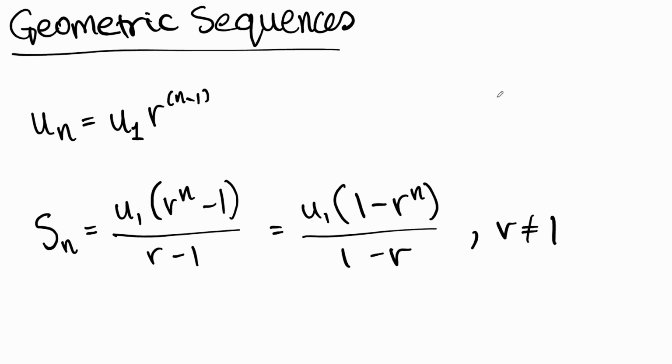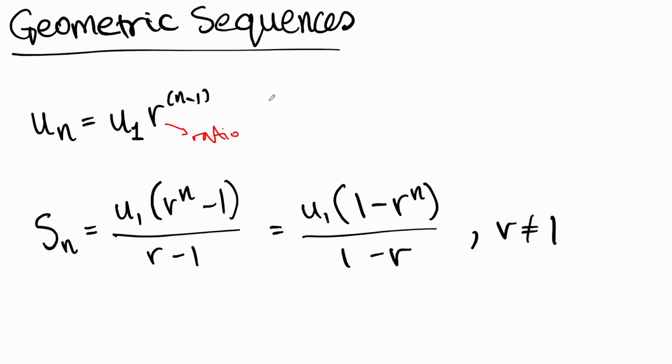Moving on to geometric sequences. These are when you multiply a number by a certain ratio each time. Again, each character here, Un, u1, they mean the same thing. r here is the ratio between each number, so the one you multiply by.